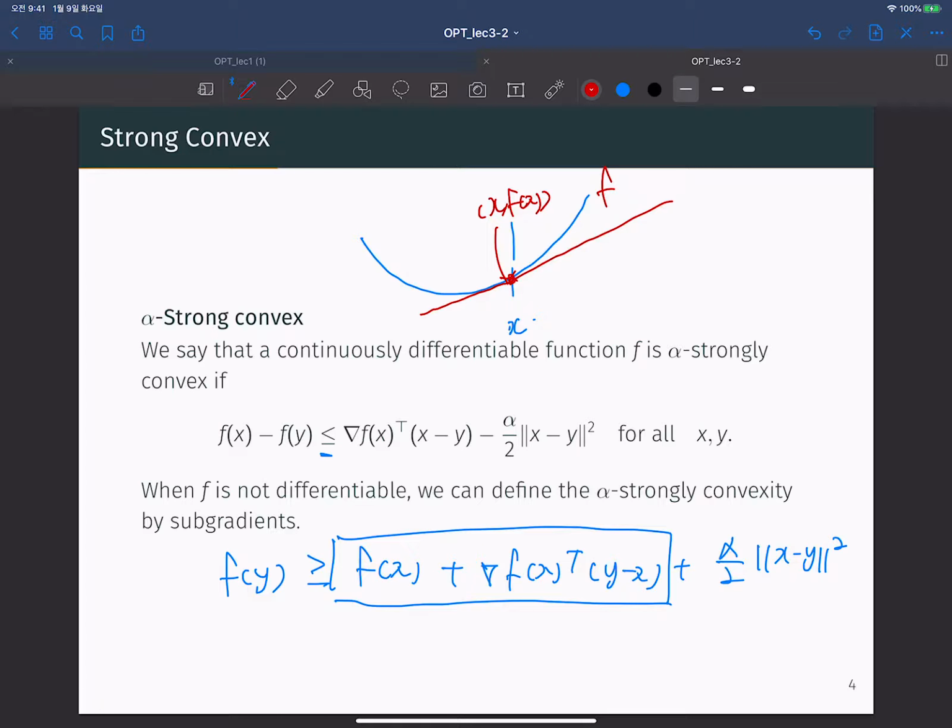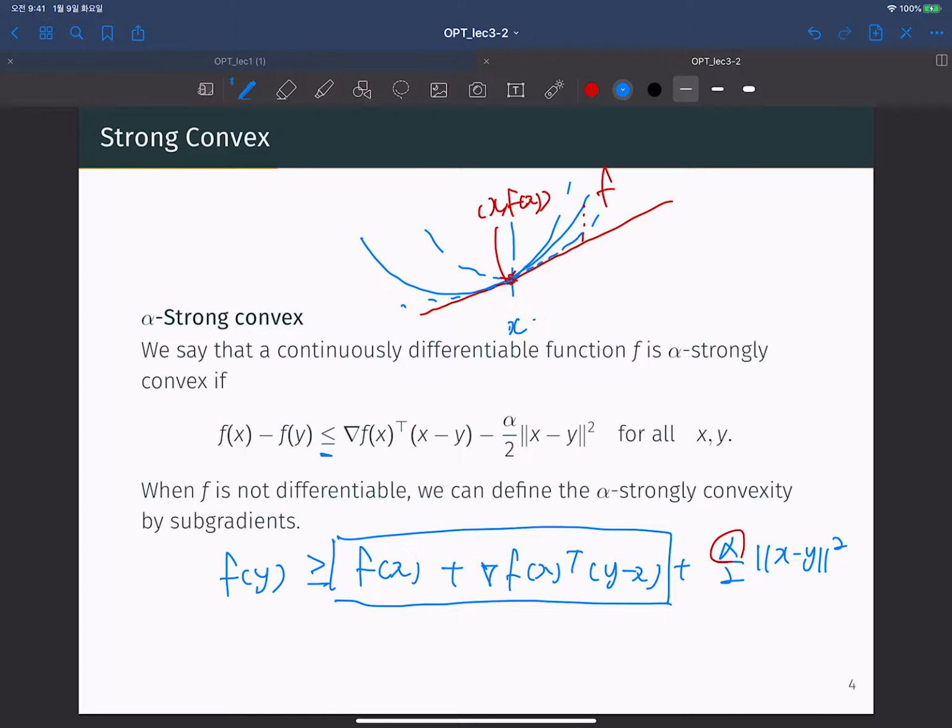So since the function f is convex, we know that the function f is above the tangent line. And the strong convexity tells us the gap between the function f and the tangent line. So if alpha is large, then the function f becomes farther from the tangent line. On the other hand, if alpha is very tiny, the function f looks almost linear, almost an affine function, like this.